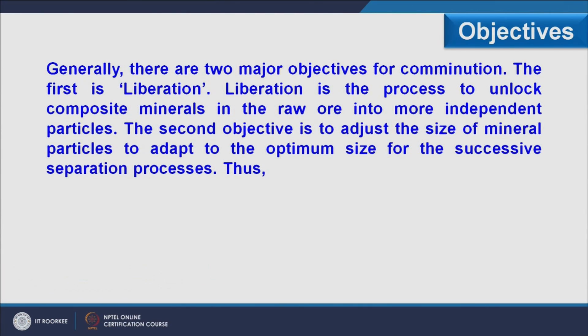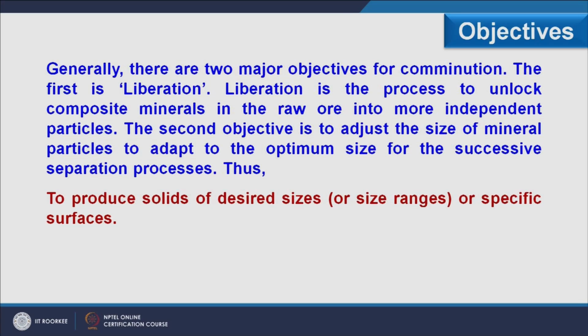Now, as far as the objective of comminution is concerned, the first is liberation. What is liberation? Liberation is the process to unlock composite minerals in a raw ore into more independent particles. The second objective is to adjust the size of mineral particles to adapt to the optimum size for the successive separation processes.